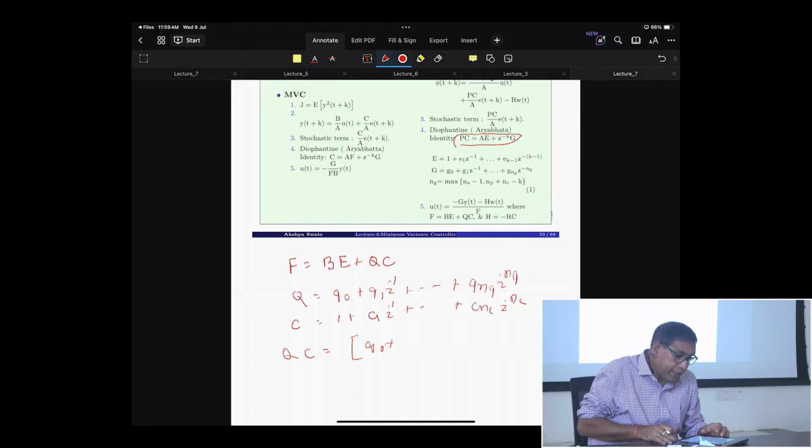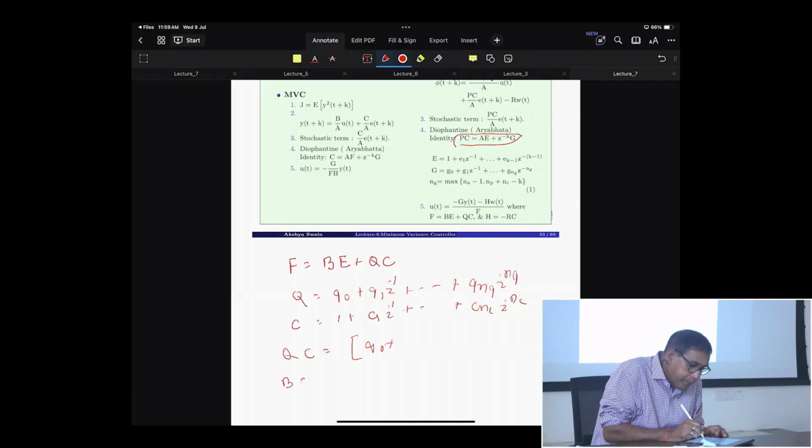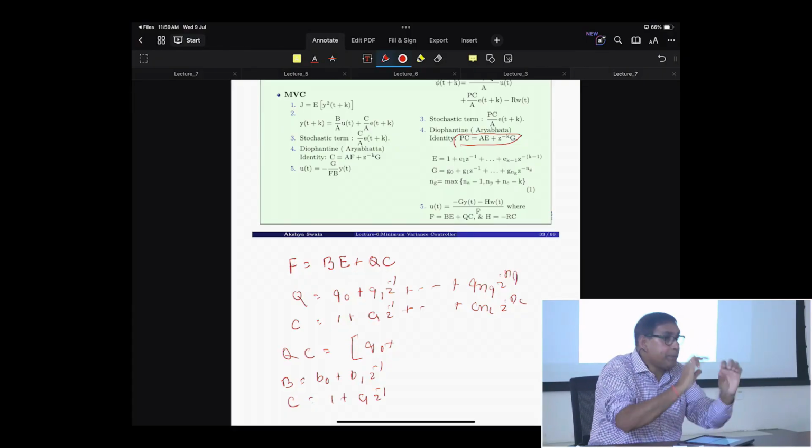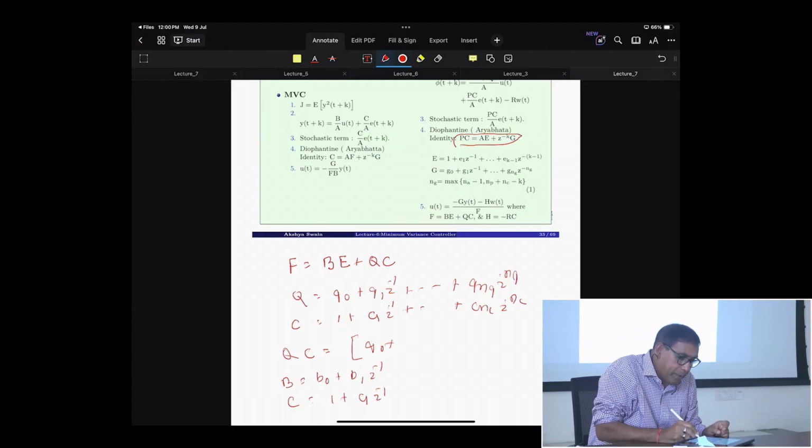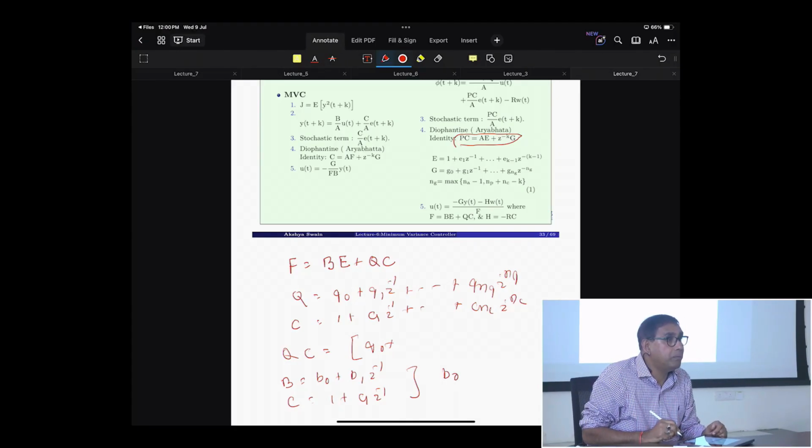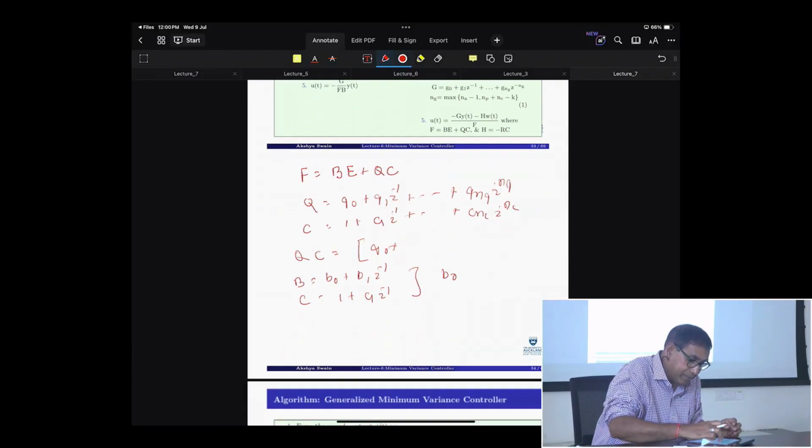Now let us go to BE, because they are added. B is equal to B0 plus B1 z to the power minus 1, and so on. C is equal to 1 plus C1 z to the power minus 1. Now, if I multiply B into C, what is the first term? B0.